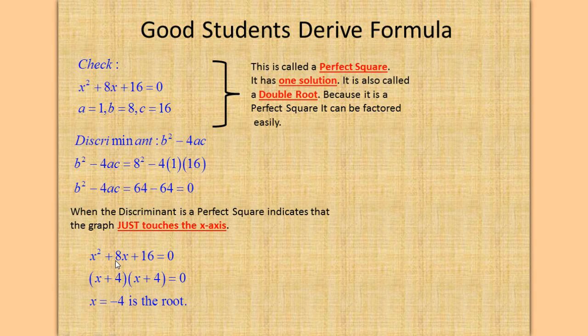So x squared plus 8x plus 16 is equal to x plus 4 times x plus 4 equals 0. If you set each one of these equal to 0, you get x equals minus 4, because you move the plus 4 over to the other side and change the sign to minus 4. So x equals minus 4 is the root, and it's called a double root because you have two of them.